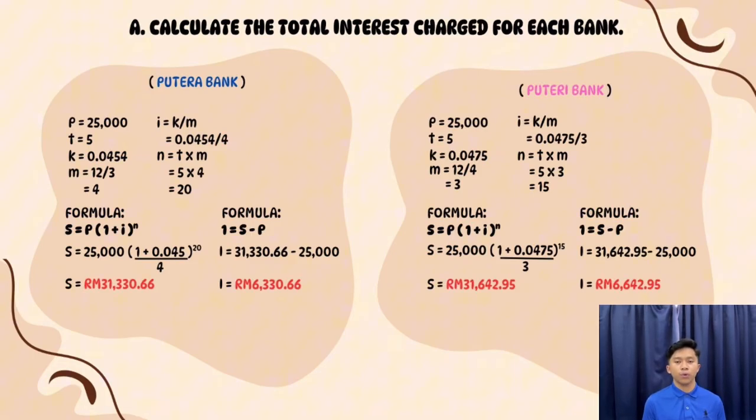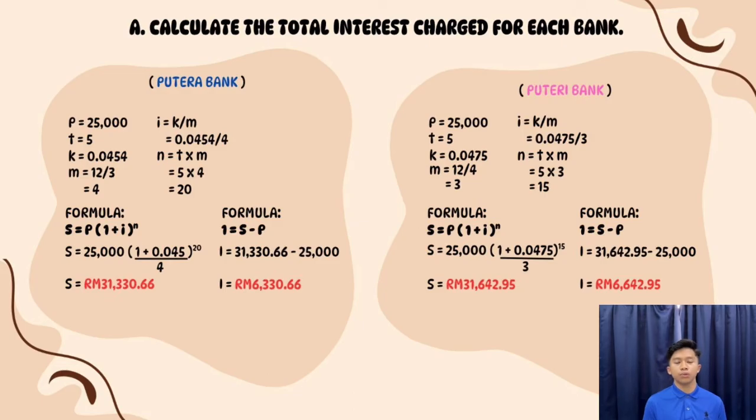So after that, we can calculate the interest charge, which the formula is I equals S minus P. So the S is 31,330 ringgit 66 cents minus 25,000 ringgit. So the total interest charge in Putra Bank is 6,330 ringgit 66 cents. That's the interest charge in Putra Bank.